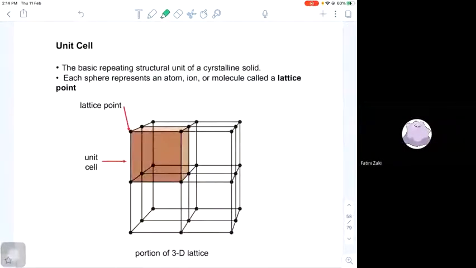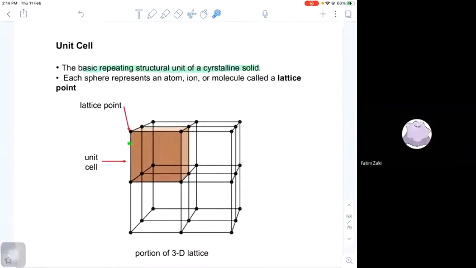The crystalline solid starts with the basic building block we call a unit cell. The unit cell is the basic repeating structural unit of a crystalline solid. To have a large crystalline solid, it actually starts with one unit cell. So this is a unit cell, a cube. And each point here, each sphere here, represents an atom, ion, or molecule. Then it is known as a lattice point.